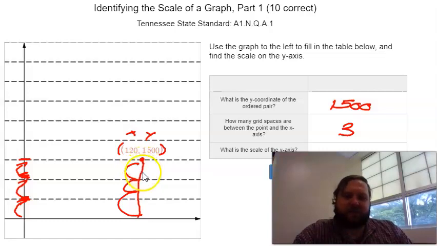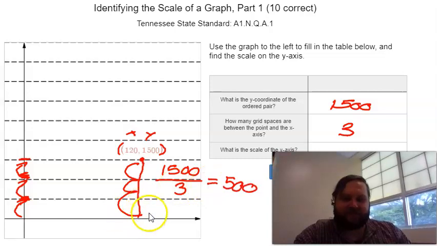Well, if we know that these 3 spaces divide that 1500 evenly, then each one of those spaces must be equal to 1500 divided by 3. And so you can put that in your calculator, and you can find that means each one of those boxes, or each one of those spaces, must be worth 500. So if I were to label them, that would be 500, that would be 1000, and that would be 1500 right there. And so by finding that y-coordinate, how many spaces it was to the axis, and then dividing them, I can now find the scale of that axis. So it's 500.